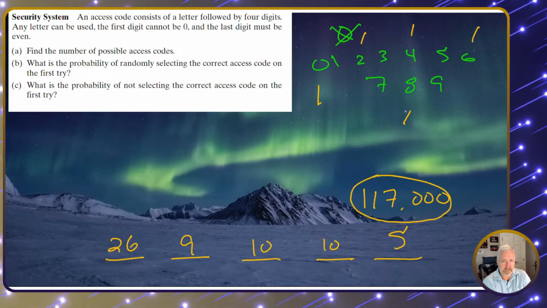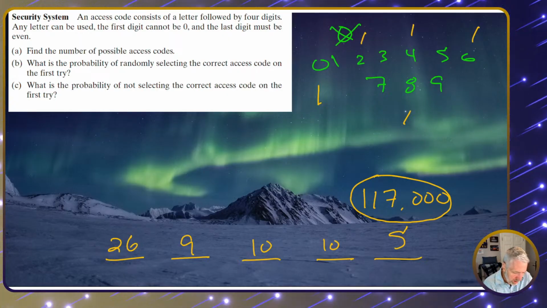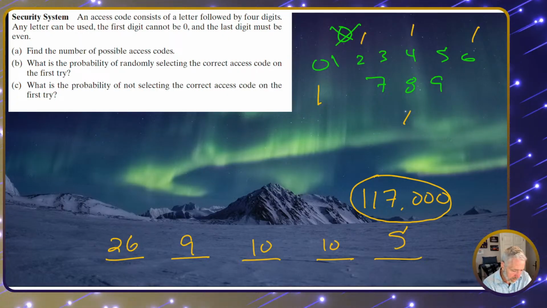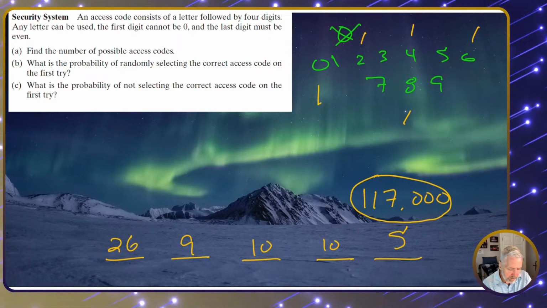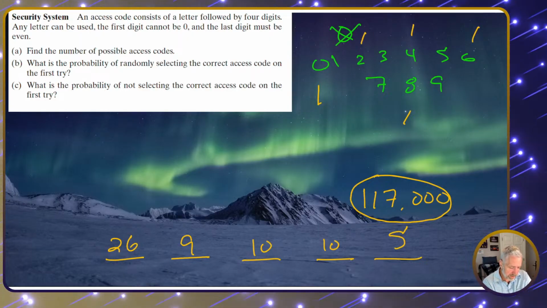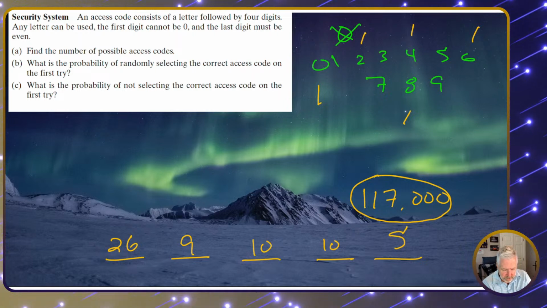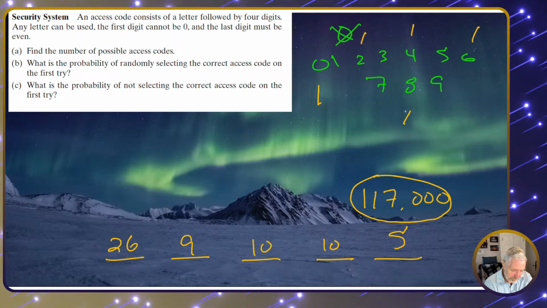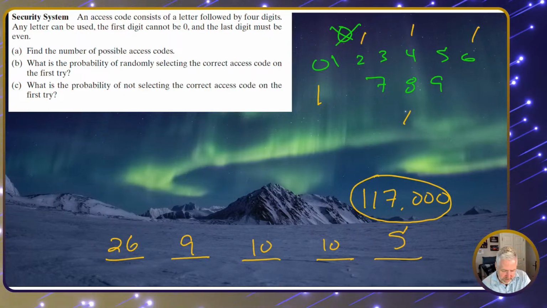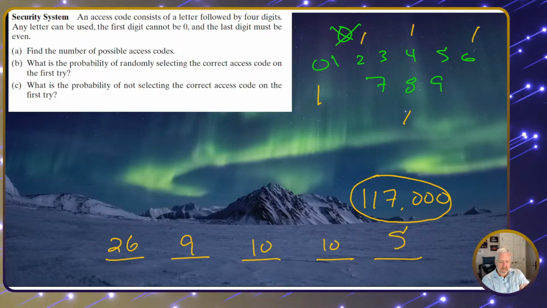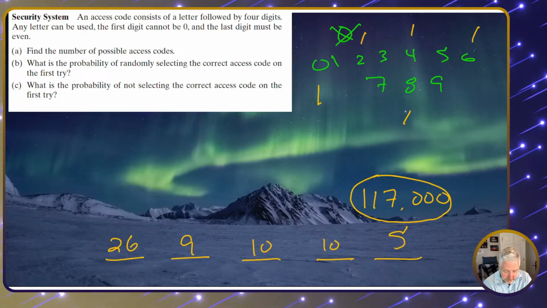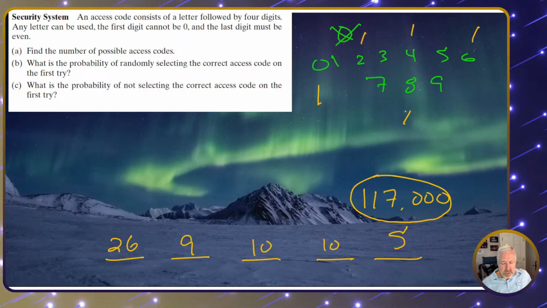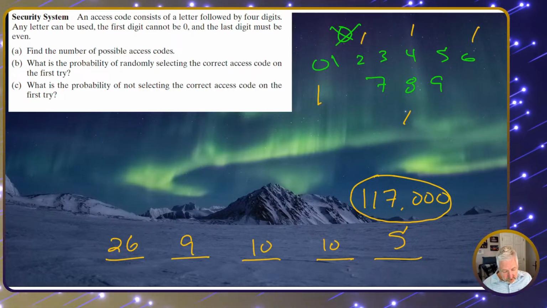And before I move on, I want to make sure that what I've got here for an answer met my constraints. An access code consists of a letter followed by 4 digits. Okay, no problem there. Any letter can be used, so 26 for that is right. The first digit cannot be 0. So I've got 9 digits left, so that's right. And the last digit must be even, two 10s and then a 5. Okay. And that last is including 0, 2, 4, 6, 8, including 0 as an even number, which a lot of text will tell you is an even number. So we'll roll with that.